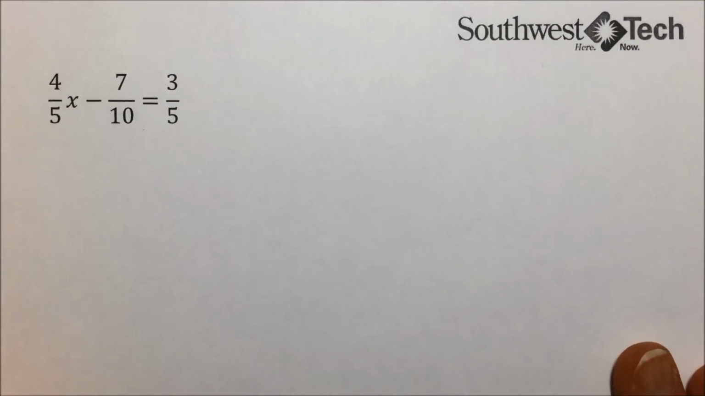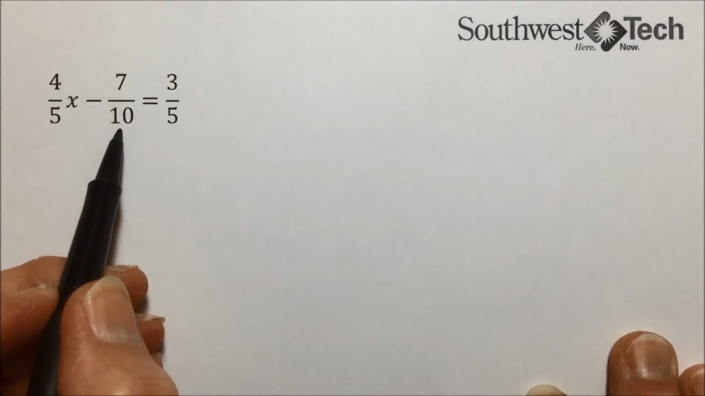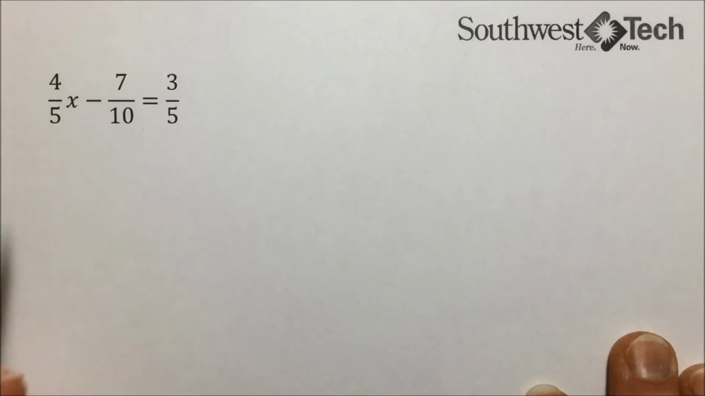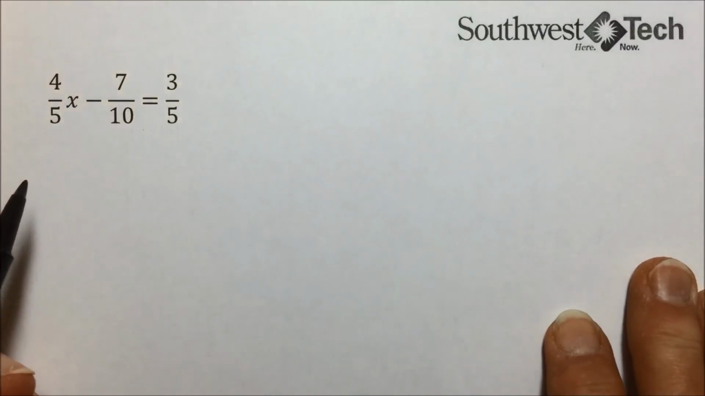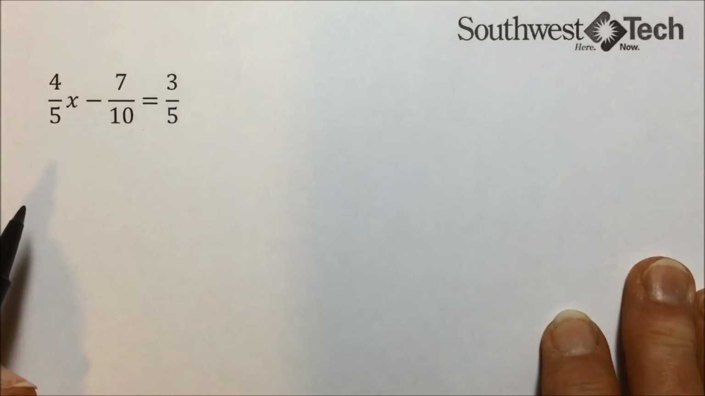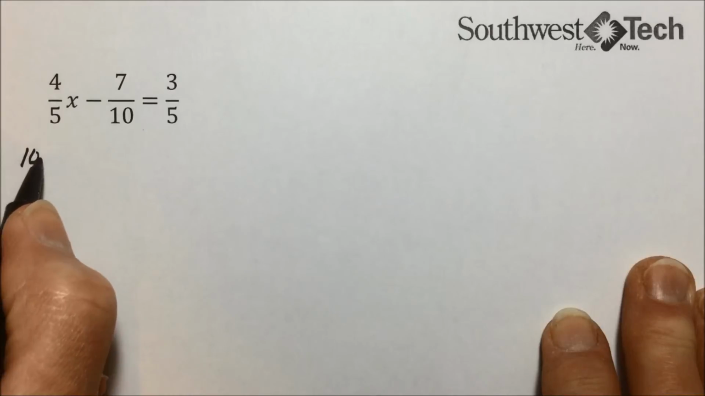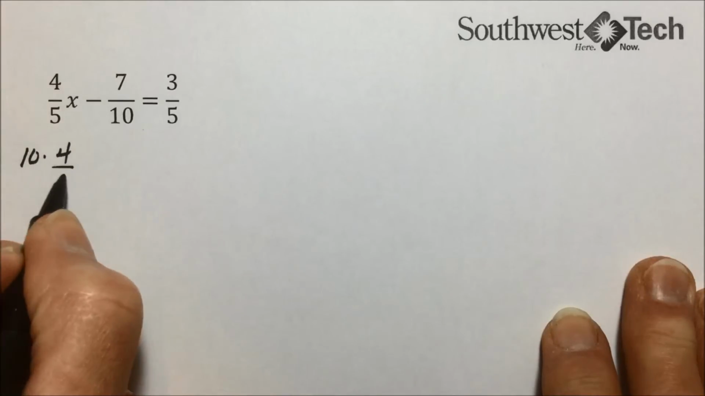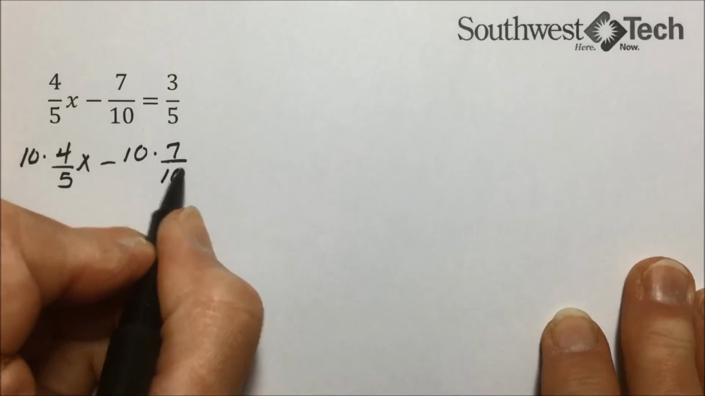If the equation involves fractions or rational numbers, we can eliminate those by multiplying by the least common denominator of all fractions, and in this case the smallest number that all of the denominators go into is 10. So the first step in solving an equation is to eliminate the fractions. In this example, we'll do that by multiplying every term by 10, the least common denominator.